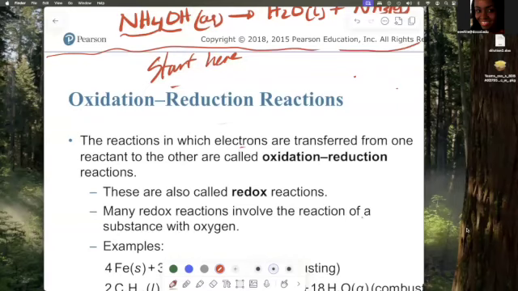Okay, so I'm going to go ahead. It says right here, start here. So I'm going to start with chapter 8, part 4. This should be the final part of chapter 8, and we're talking about redox reactions.